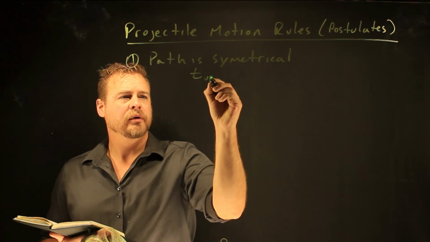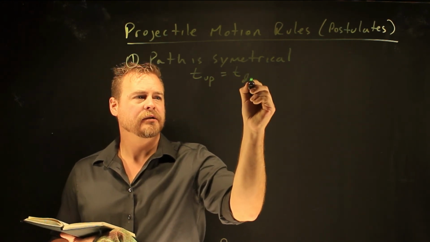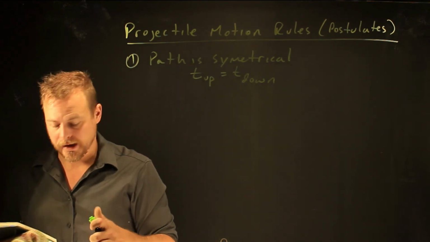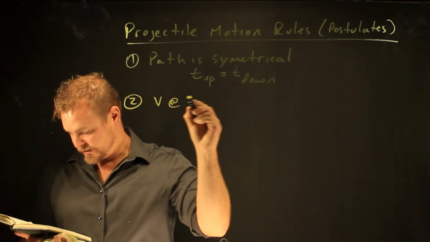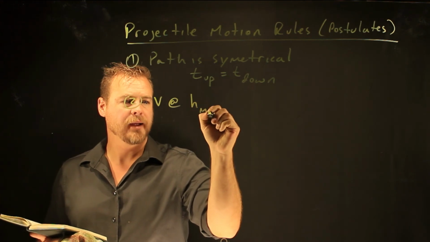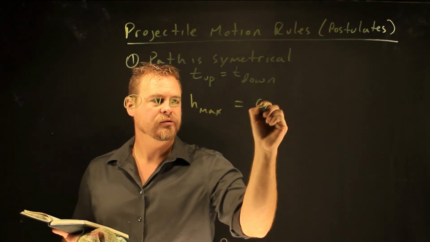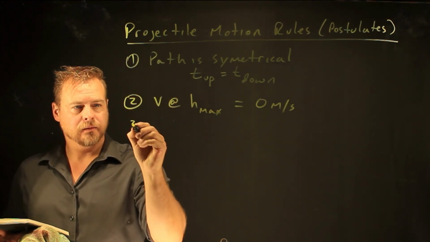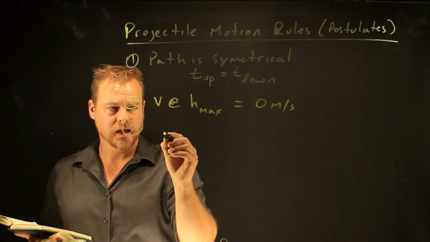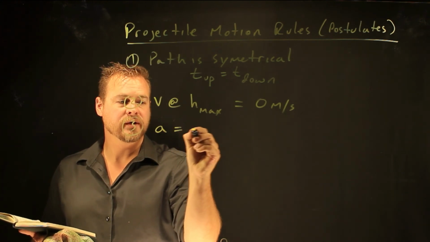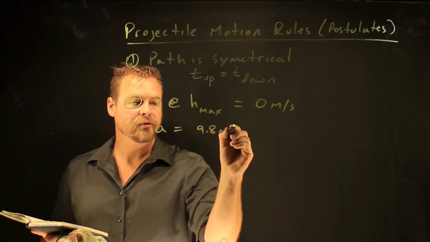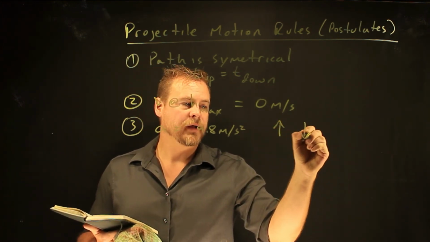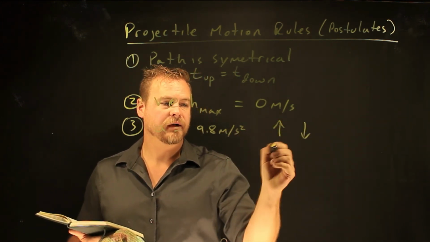T up is equal to T down. So the time it took to get to the top is the time it took to get to the bottom. V at H max is equal to 0 meters per second. Third, a is always equal to 9.8 meters per second squared. It could be up or down, and so that will affect the sign.